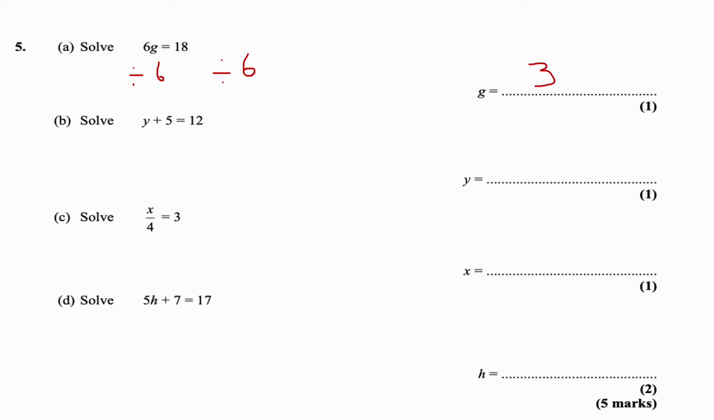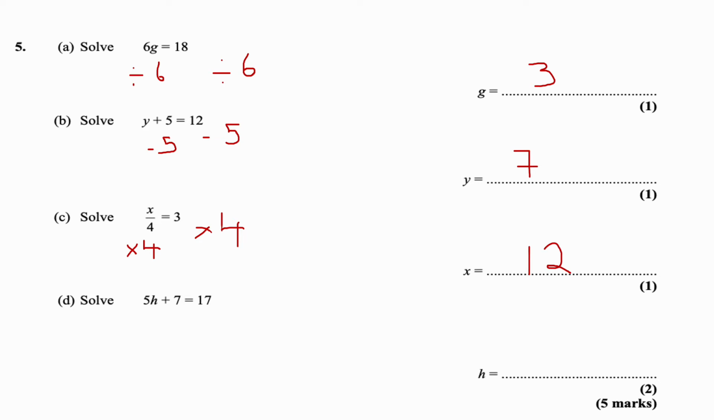Part B. Solve y plus 5 equals 12, while subtracting 5 from both sides to balance it respectively. I get y is equal to 7. Part C, solve x divided by 4 is equal to 3, or x over 4 equals 3. If I multiply both sides by 4, to balance the equation respectively, 3 times 4 is 12.